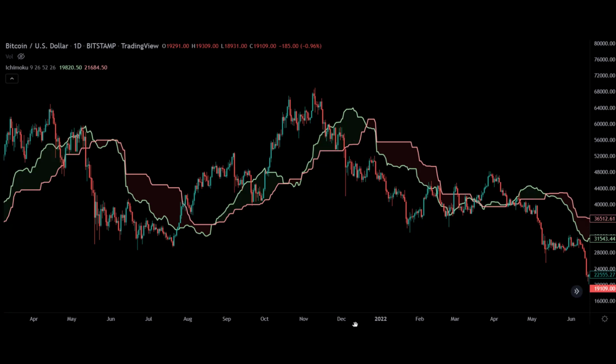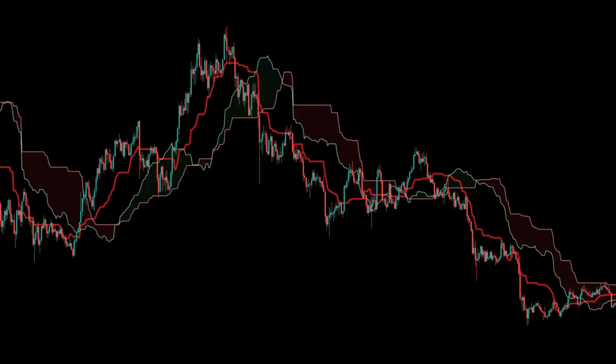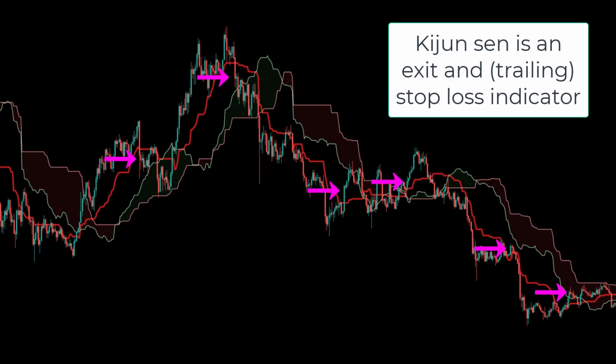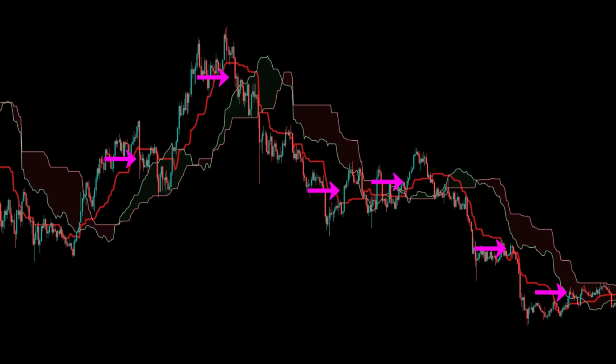Initially, the stop loss is set either above or below the Kijun with a small buffer, depending on the trade. And you will be getting stopped out when the price moves below or above the Kijun, depending of course on the type of trade you do. And these are basically the only rules we have here.